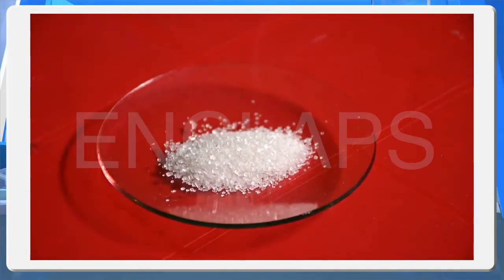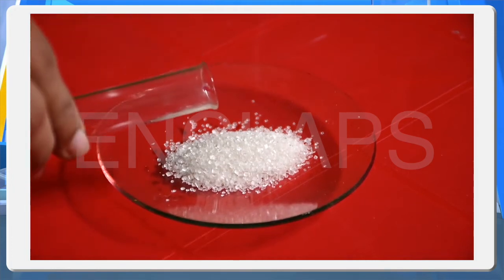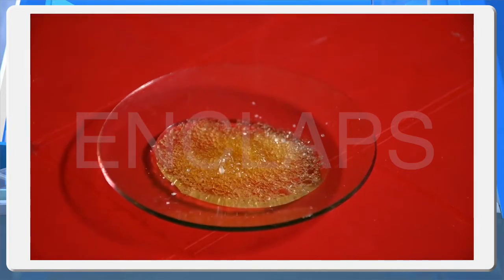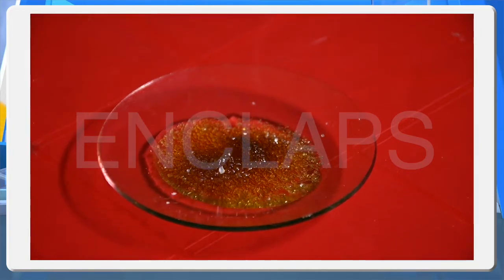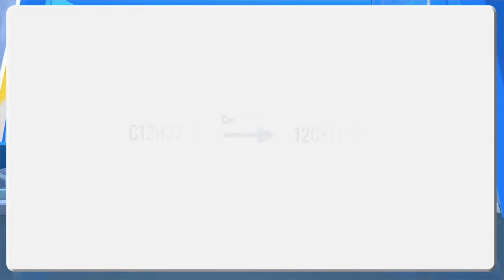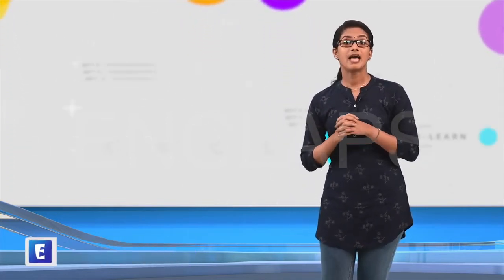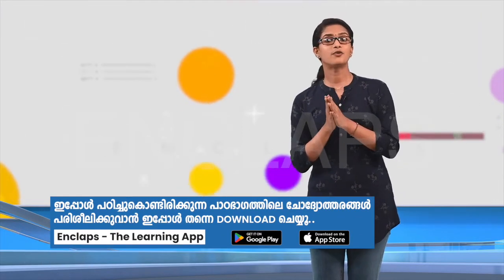Now take some sugar in a watch glass and add a few drops of concentrated sulfuric acid. Let us see what happened. A black residue is left in the watch glass. What may be the black residue? Let us see the equation of this chemical reaction. C12H22O11, concentrated H2SO4 gives 12C plus 11H2O. In this equation, what are the constituent elements of sugar? Carbon, hydrogen and oxygen. And carbon is the black substance formed here.